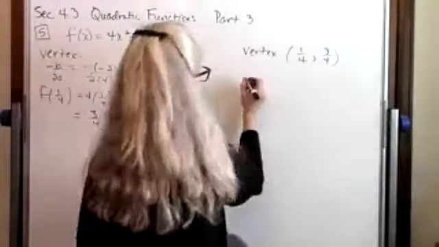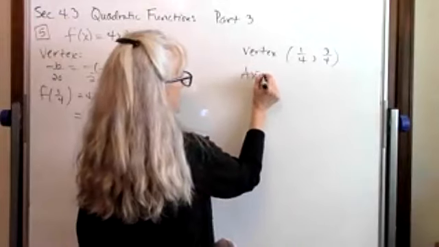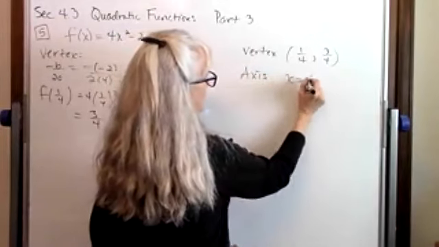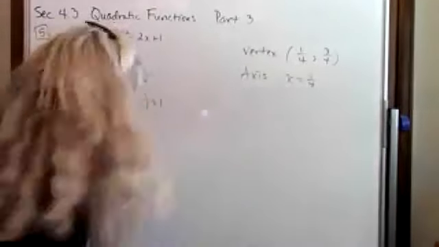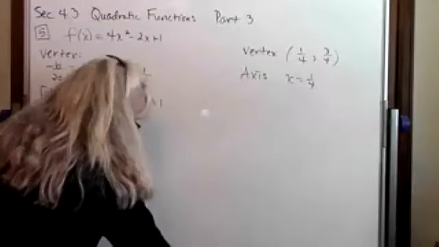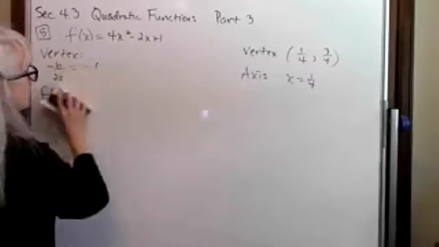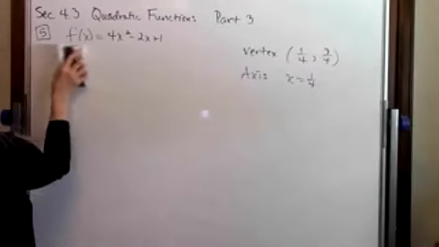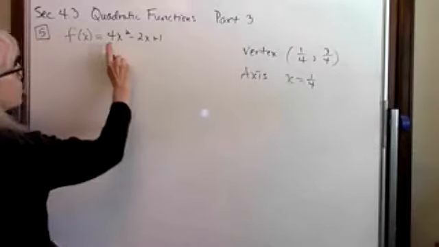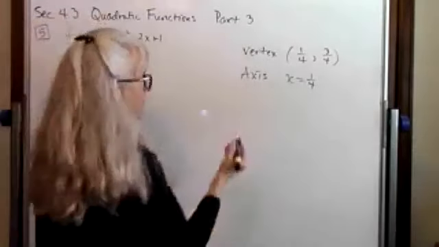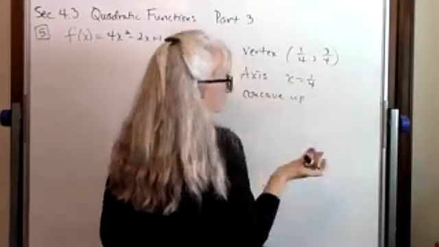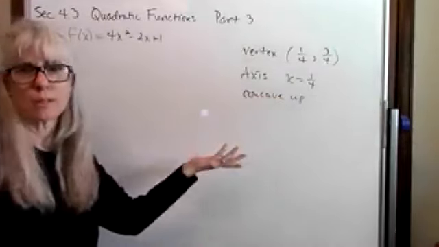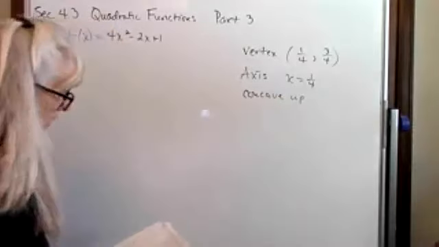Then it also wants that axis of symmetry. So our axis of symmetry again is always x equal, and it's x equal to the x coordinate of the vertex. So right smack through the middle of this thing is our reflection line, basically. And they also want to know whether it's concave up or concave down. This time we have a positive out in front, so we know it's concave up. So it opens up, which means it has a minimum, which becomes important in a few minutes.